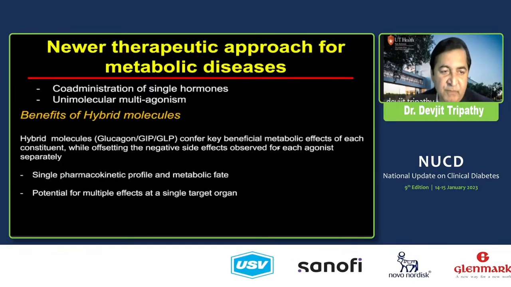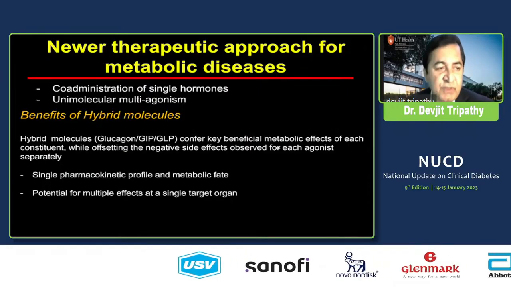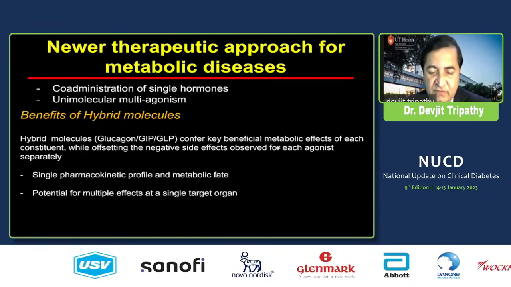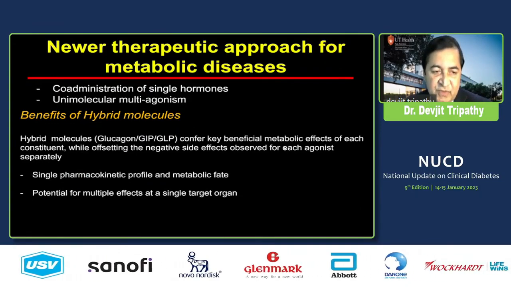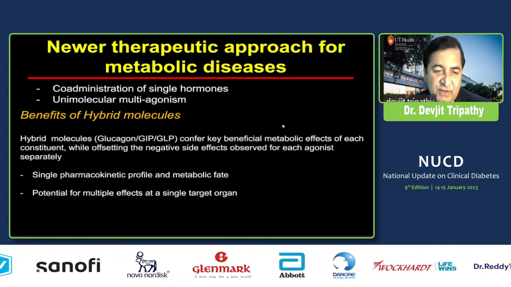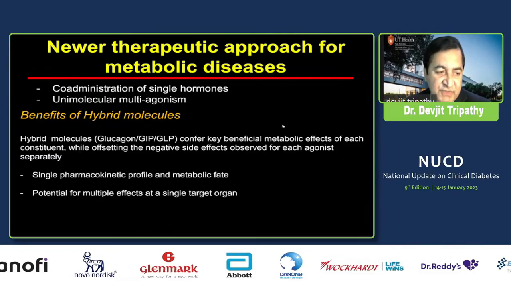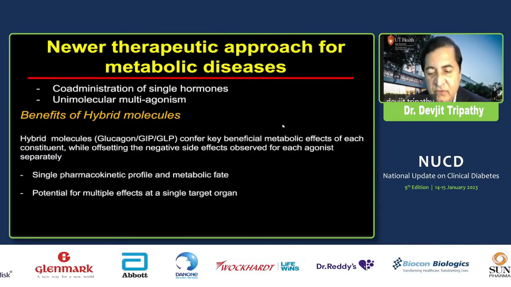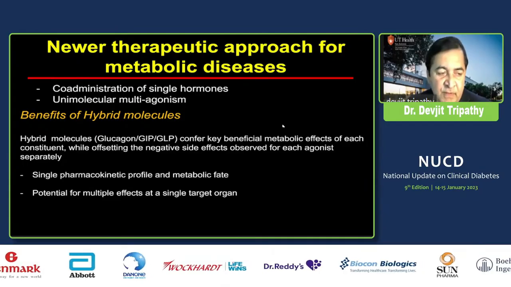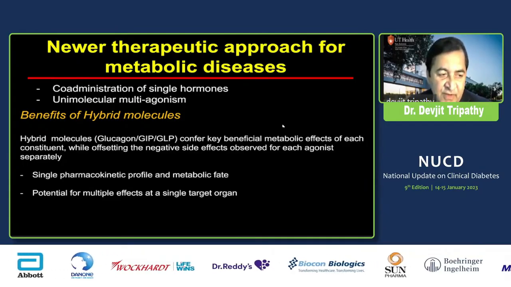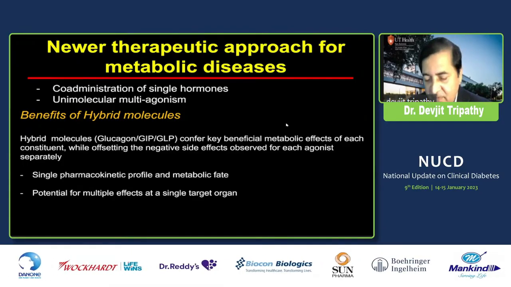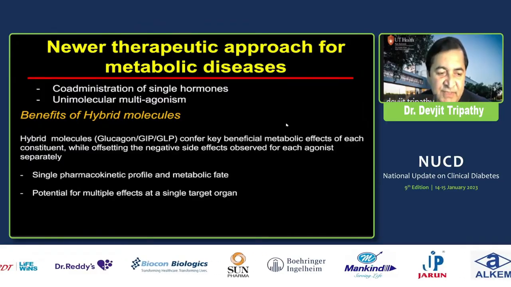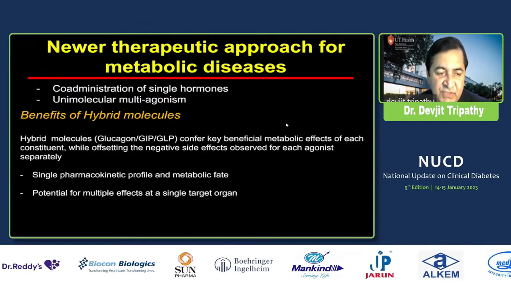So the newer strategy is to combine two molecules, because instead of giving two different injections, if you have one molecule which can act on both receptors, that will be much more beneficial. It's called a unimolecular multi-agonist, so a single molecule acts on different receptors, or it's called hybrid molecules. The hybrid molecules that are now being developed, some of them are already in clinical trials. For diabetes, there's one combining GLP and GIP.